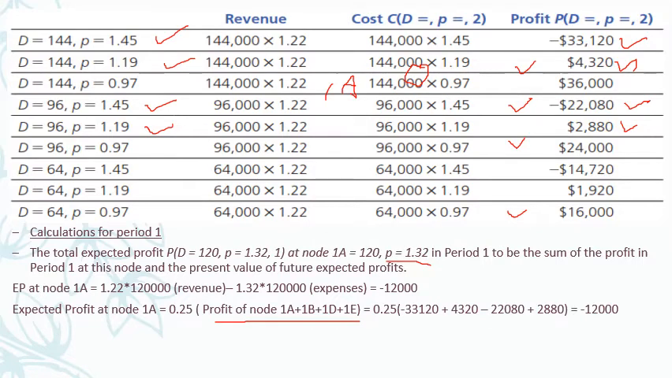33, 120. Wherever I have put a tick mark, all those values have been taken, and it is minus 12,000 here. Now what is this minus 12,000? It is a future sum, and that has to be discounted to the present period. That is the total sum of period 2. But I am doing the calculation of period 1, so it has to be discounted for the previous period.